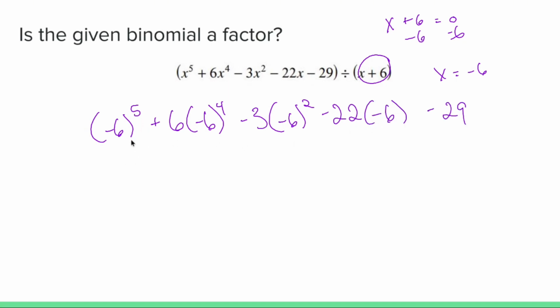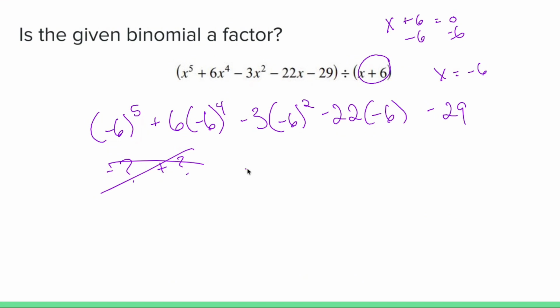Now here's my trickery. -6 times -6 times -6 times -6 times -6 is some negative really big number, okay? I'm not going to throw it into a calculator. -6 to the 4th times 6 is going to be the same as +6 to the 5th, so this is going to be the same number, so these cancel out, no calculator needed.